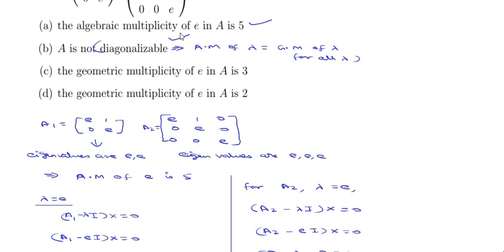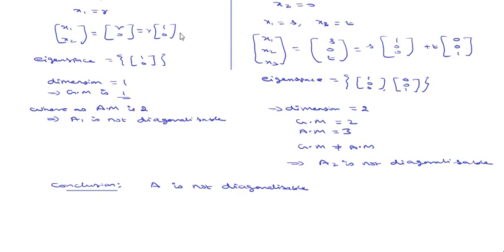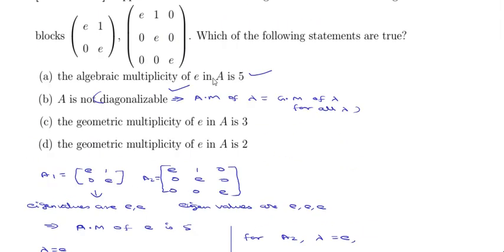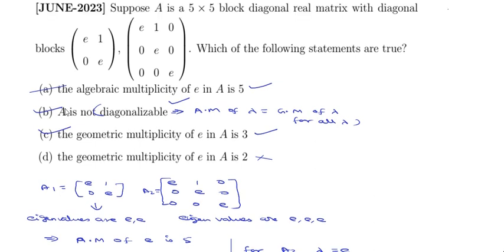Next we check whether the geometric multiplicity of E in A is 3 or 2. In the first block A1, the geometric multiplicity is 1, and in the second block A2, the geometric multiplicity is 2. So the total geometric multiplicity is 2 plus 1, which is 3. So this option is wrong. Therefore, for this problem, options A, B, C are correct. This is a part C question.